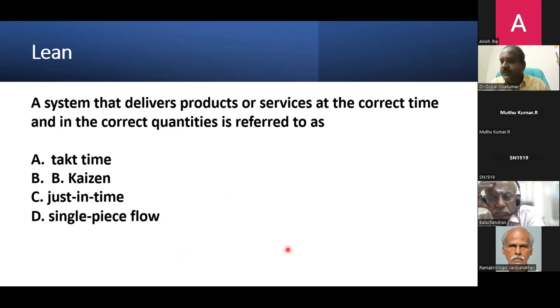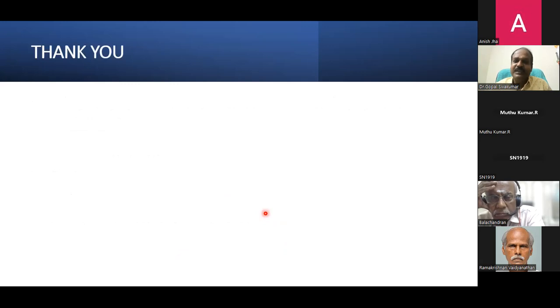A system that delivers products or services at the correct time and in the correct quantity is referred to as just in time. Just in time. That's all.